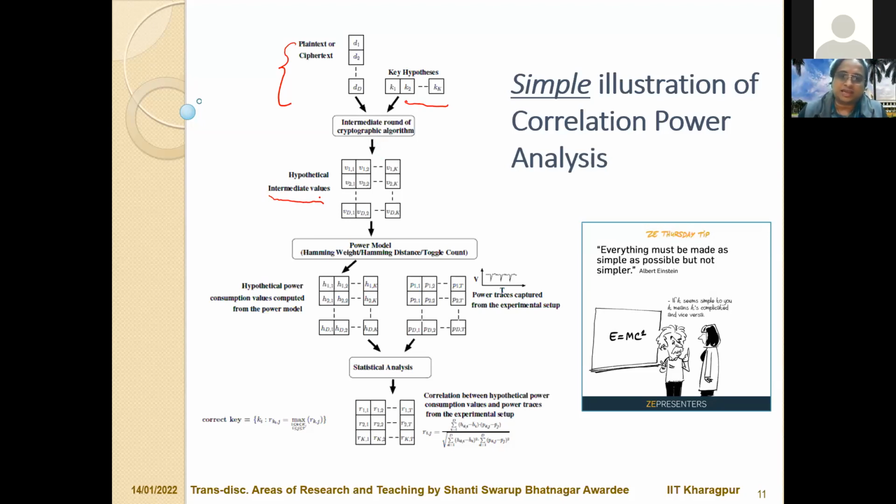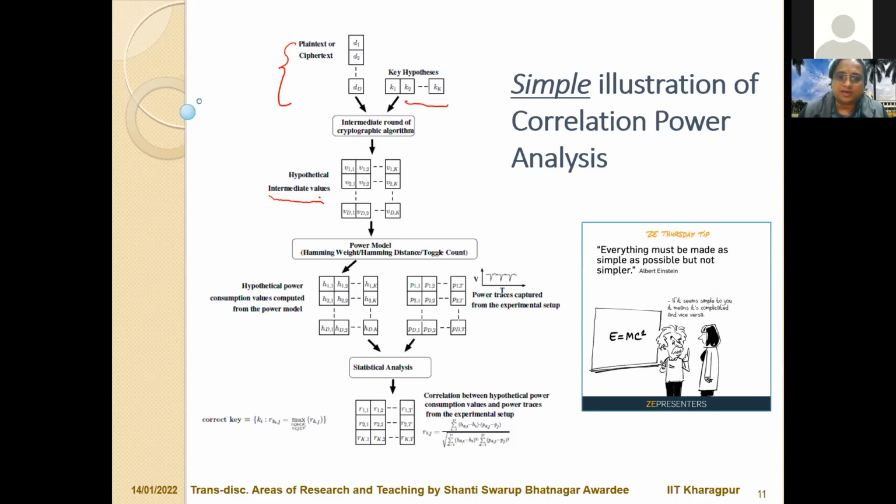Simplistic power models like Hamming weight also work quite nicely, which means that if I take a byte, I just make a count of the number of ones inside the byte. So if I apply that, I will be able to map this hypothetical byte value to a Hamming weight value, which will vary between 0 to 8. And this is what I call the hypothetical power.